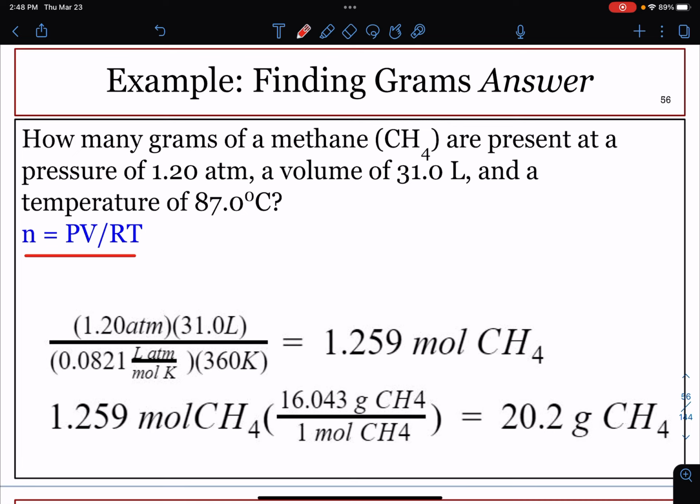However, the problem is asking for how many grams of methane you have. So then just convert the moles to grams using the molar mass of CH4.